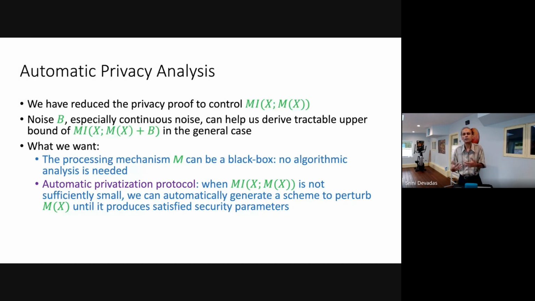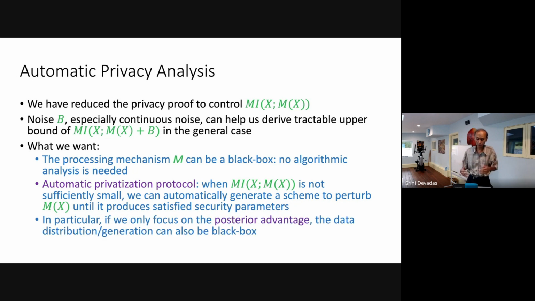So if the mutual information that we can hopefully automatically compute using M as a black box is not sufficiently small, then we want to create a scheme to perturb M of X such that it produces a satisfied bound on mutual information that corresponds to the security parameters. And that mutual information bound is going to control the posterior advantage, and that might actually be the security parameter, that you don't want to have more than a 1% increase in the success rate, and so that's how you figure out what the noise is.